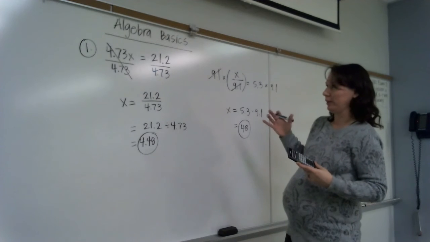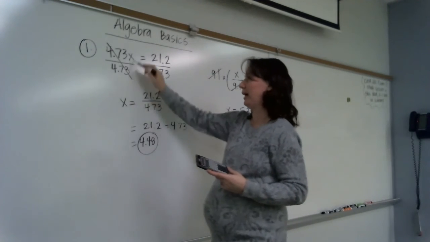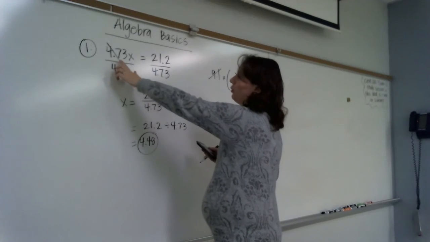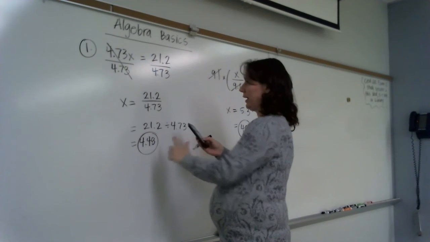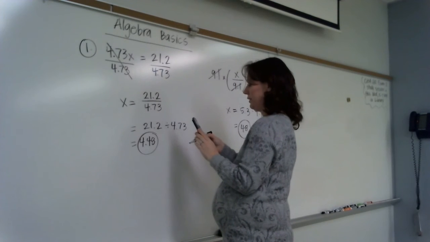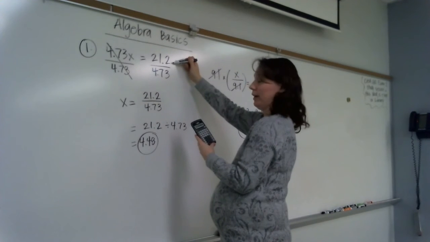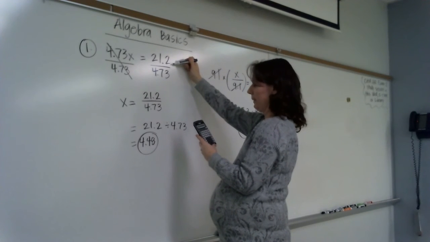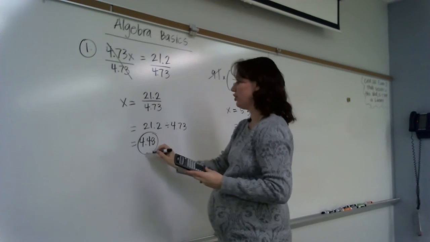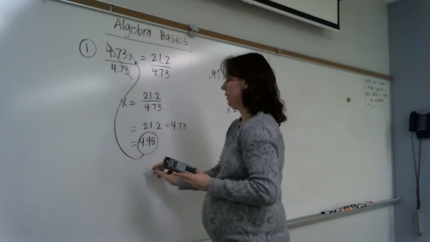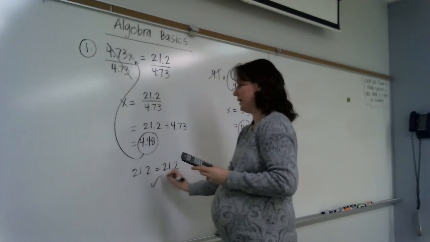Now, the nice thing about these kinds of problems is if you ever want to check your work, you can always plug your answer back in. So over here, we got 4.73x equals 21.2. So let's plug x back in. If I plug x back in, 4.73 times 4.48, I get my number, 21.2. I get 21.1904, which would round to 21.2. So you can always check your work by plugging it back in. 21.2 does equal 21.2, so I know I did it right.